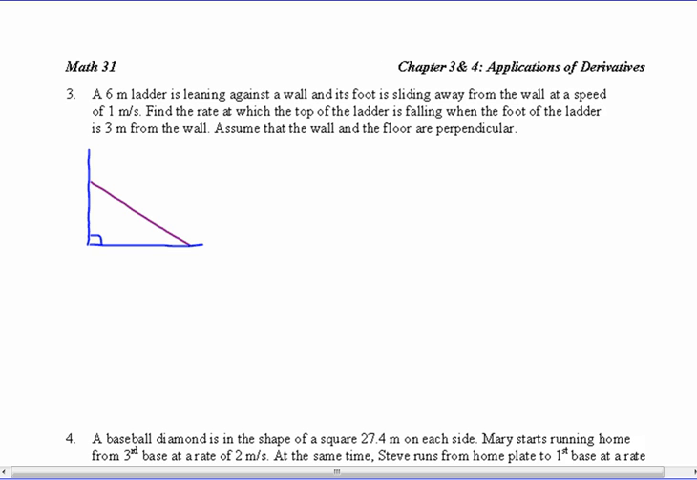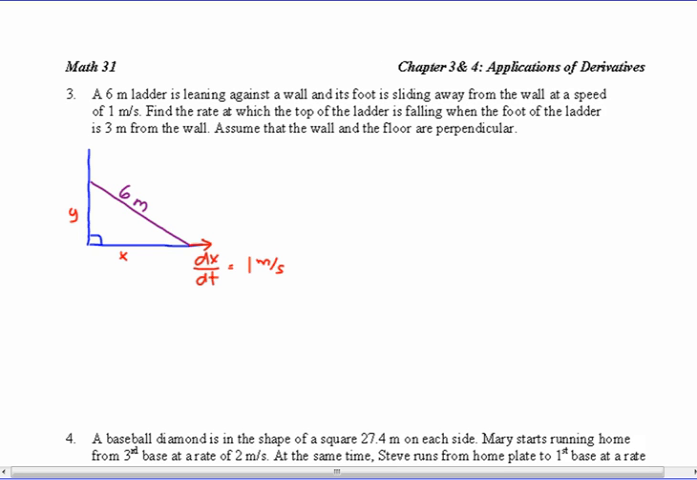Okay, a 6-meter ladder is leaning against a wall, so let's draw this. And the foot is sliding away from the wall. Now we need two variables for our vertical and horizontal. X and Y, is that okay? So what would be the 1 meters per second? What does that stand for? dx/dt. Is our value of x going to be increasing as it slides or decreasing? Increasing. So +1 meters per second.